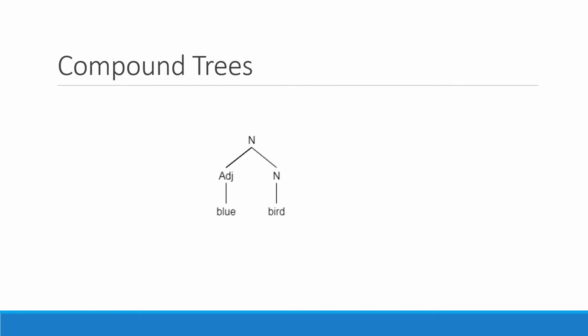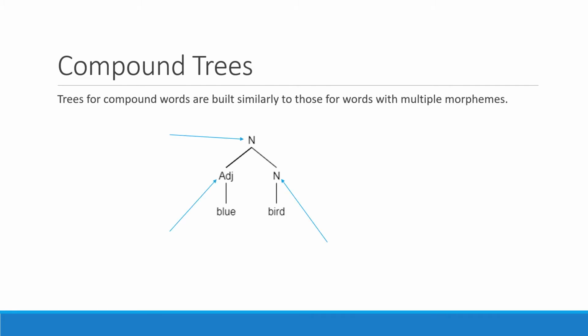So we can draw trees for our compounds. Trees for compound words are built similarly to those for words with multiple morphemes. We did multiple morpheme trees in the last video, and in this video we are making compound trees. But the difference here is that each piece actually has a part of speech. So blue has a part of speech above it, and bird has a part of speech above it. Neither of them is an affix. They both have their own parts of speech. POS stands for parts of speech. And then the head is the right one, which is going to be bird.